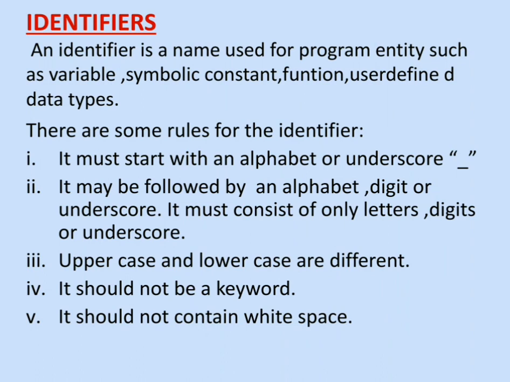Identifier. So basically an identifier is a name used for a program entity such as a variable, symbolic constant, function, or user defined data type. There are a few rules of identifiers. They are as follows. It must start with an alphabet or underscore. It may be followed by an alphabet, digit or underscore. It must consist of only letters, digits or underscore. Uppercase and lowercase are different. It should not be a keyword. It should not contain white space.